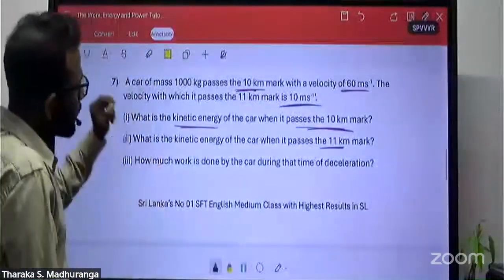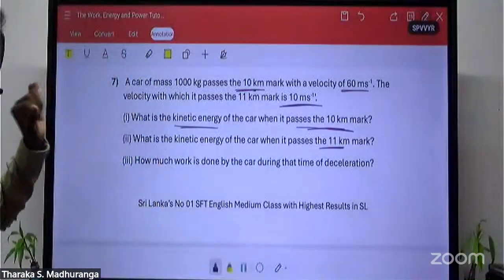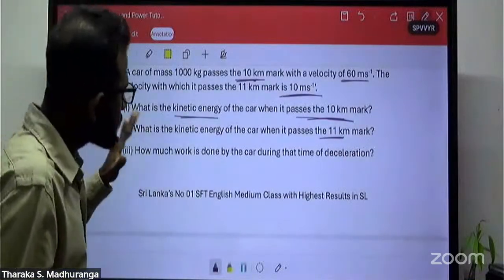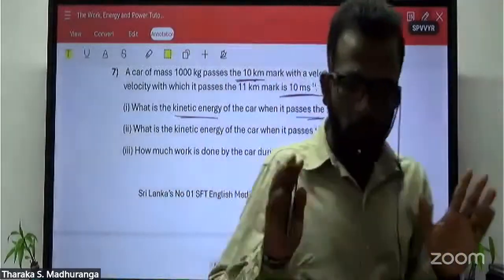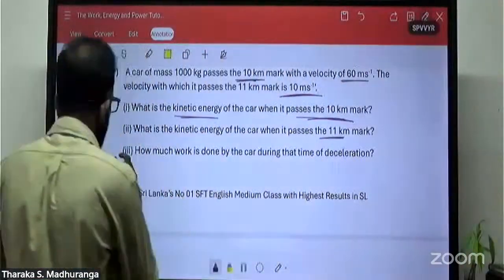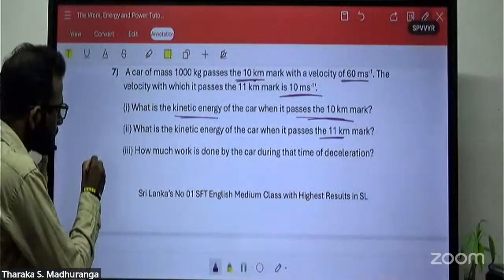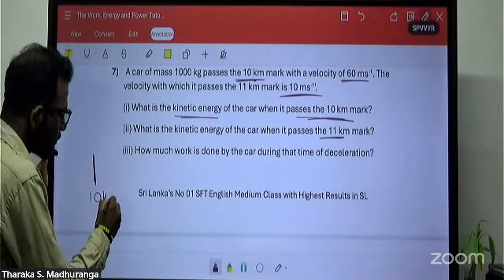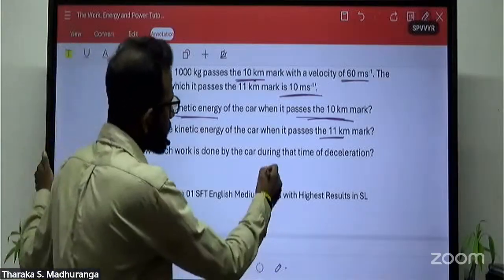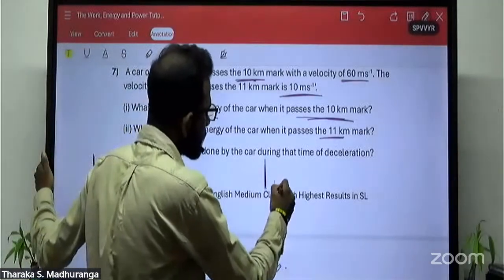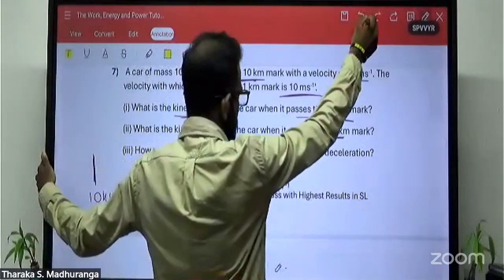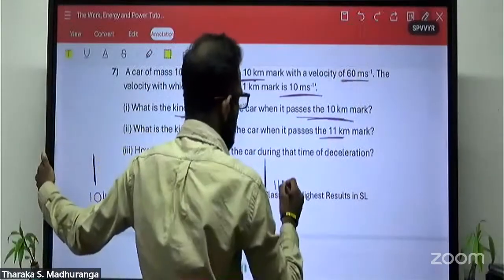Okay, now the third part is the question actually. How much work is done? First understand the question. This is the 10 kilometer mark. This is the 11 kilometer mark.